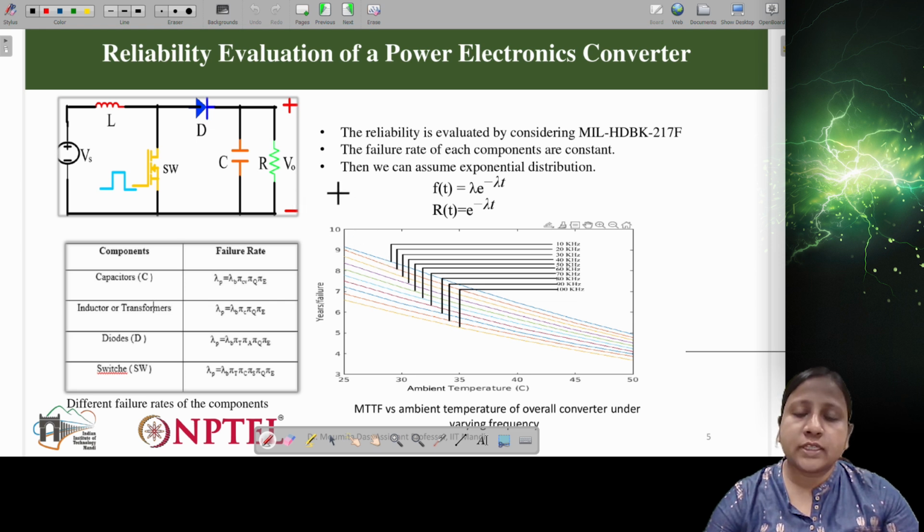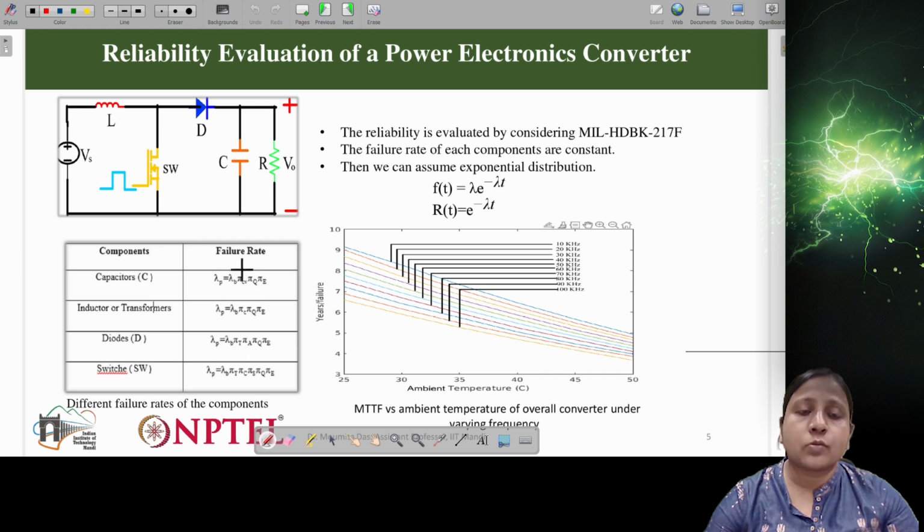So the reliability in this case is evaluated by considering the MIL-HDBK-217F handbook. This handbook provides the reliability analysis, but by considering silicon devices. Obviously a wide bandgap device is much different than a silicon device. There are some differences there. So what we need to do is check the failure rate of each component. Here they have considered the failure rate of each component to be constant. Each component means the capacitor, inductor or transformer, basically the magnetic components, then the diode and the switches.